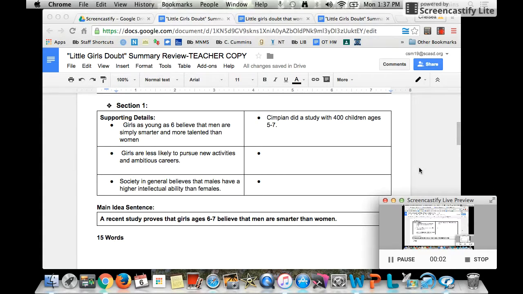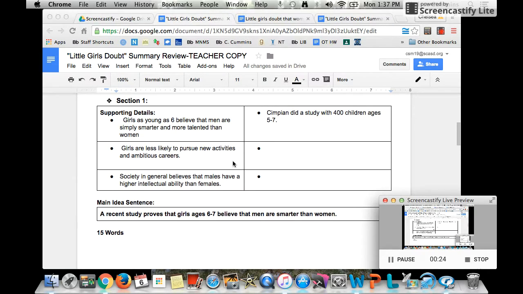Okay, from section 1, after you've read it, you can very clearly see and pull out the supporting details. Please write these in your chart as I go over them. The first key detail that I discovered was that girls as young as 6 believe that men are simply smarter and more talented than women. The second key idea that I found is that girls are less likely to pursue new activities and ambitious careers. The third big detail that I discovered is that society in general believes that males have a higher intellectual ability than females.